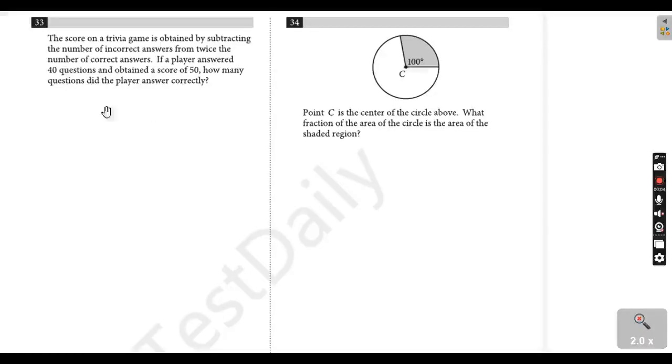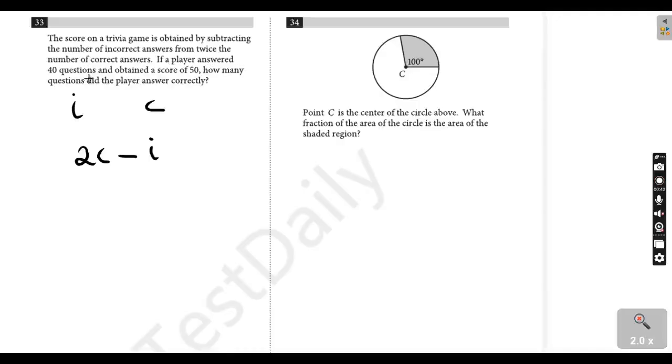All right, let's move to question 33. The score on a trivia game is obtained by subtracting the number of incorrect answers from twice the number of correct answers. Okay. So, if I is the number of incorrect answers and C is the number of correct answers, the score is obtained by subtracting the number of incorrect from twice the correct. So 2C minus I.